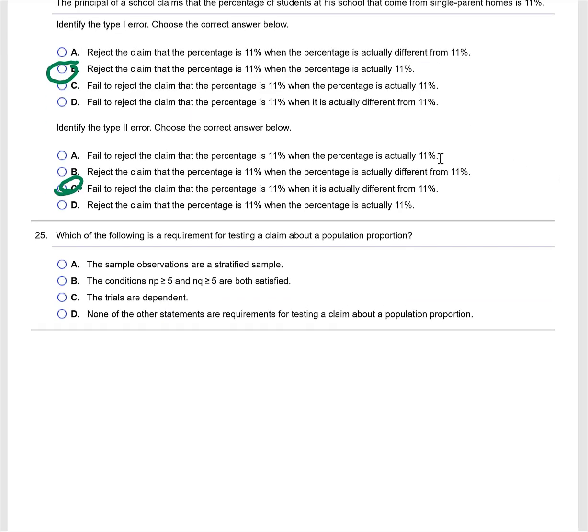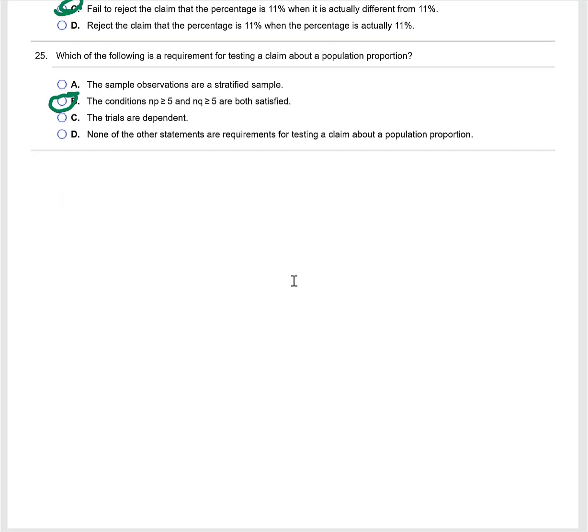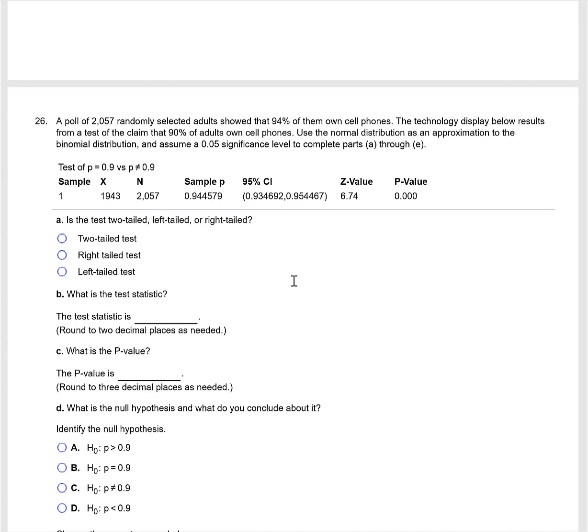Which of the following is a requirement for testing a claim about a population proportion? So let's see. We have a stratified sample, no. We have np and nq greater than or equal to 5. Trials are dependent, none of these. The correct answer here is B. That is a requirement for testing a claim about a population proportion.